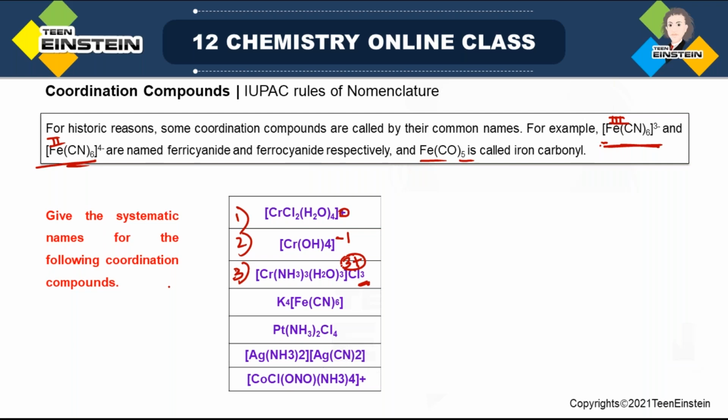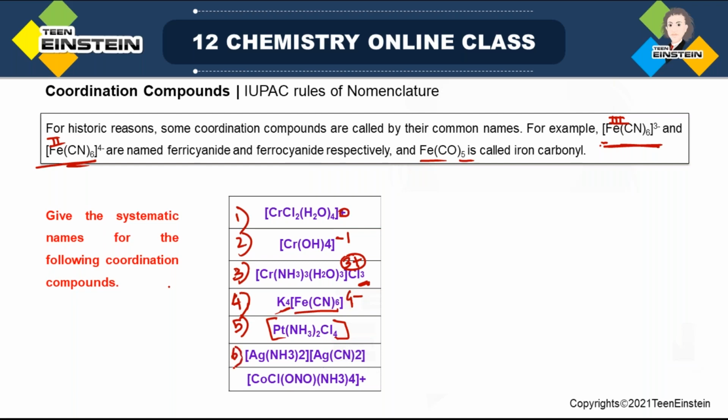But ultimately the charge is balanced by 3 chloride. So this is overall neutral. Number 4 possibility: now the complex part is an anion, but it is neutral because of the presence of 4 K+. Here the total negative charge is 4-. Fifth possibility, this is completely neutral, Pt(NH3)2Cl4. So outside the coordination sphere, you do not have any charge and no question of a counter ion.